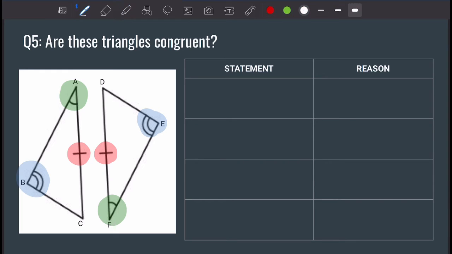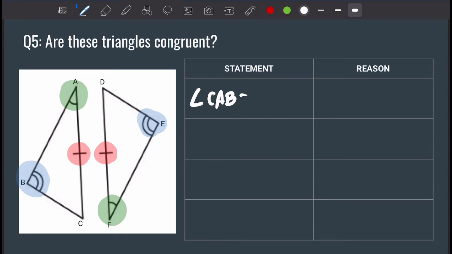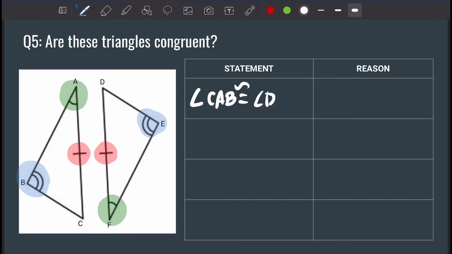So let's write down our statements. Let's start with this angle: angle CAB. Why is A in the middle? Because that's where the lines meet and that's where the angle is made. Angle CAB is congruent to angle DFE, where the lines meet, where the angle is made, and the reason is it's given.